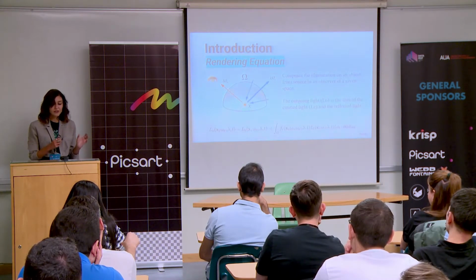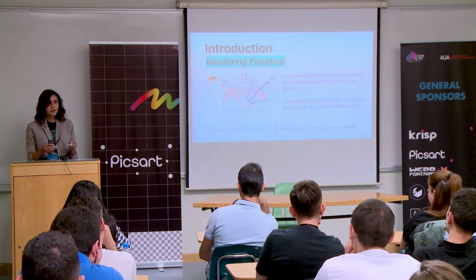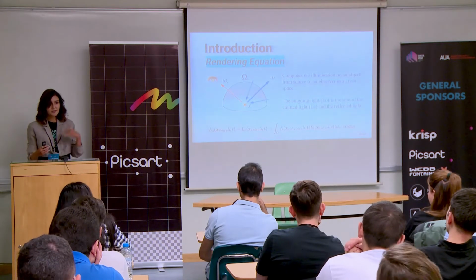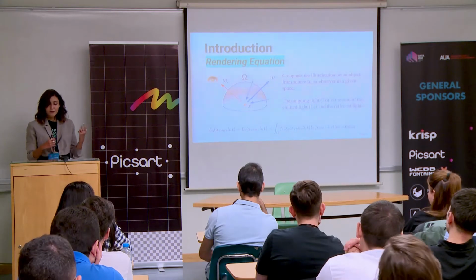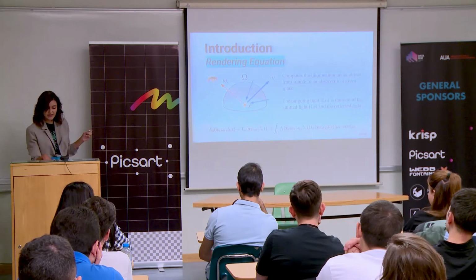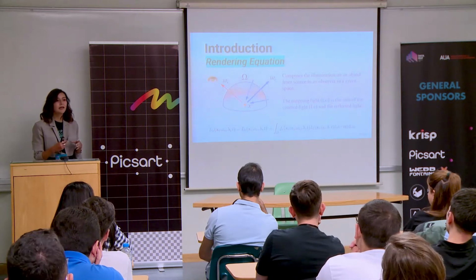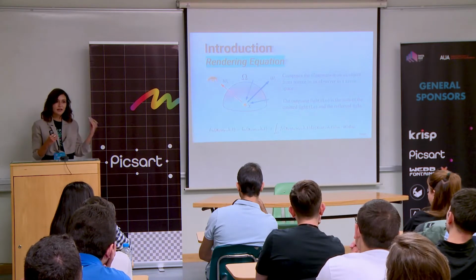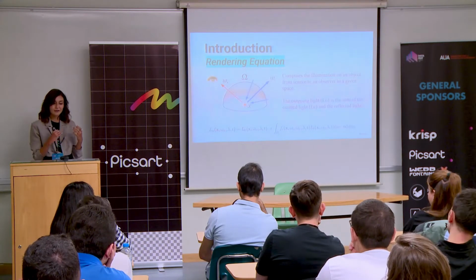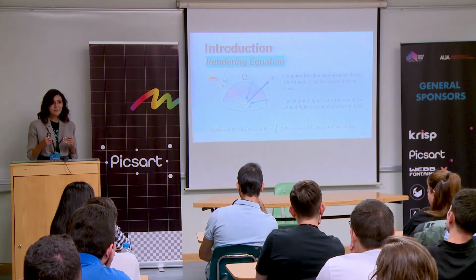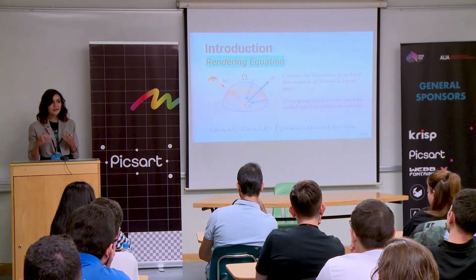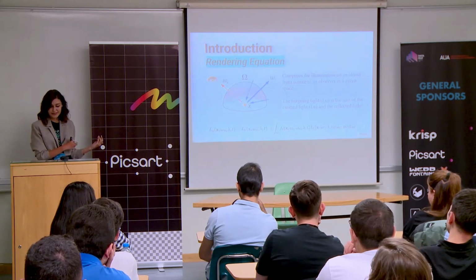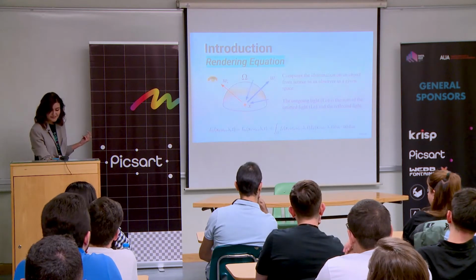For rendering, we need to solve the rendering equation, AKA, we need to compute the illumination that comes from a certain object. The light that comes out of an object at a point X is the sum of the light that it emits itself and the light that it reflects, the light that comes upon it and then it reflects. The rendering equation depicts just that.